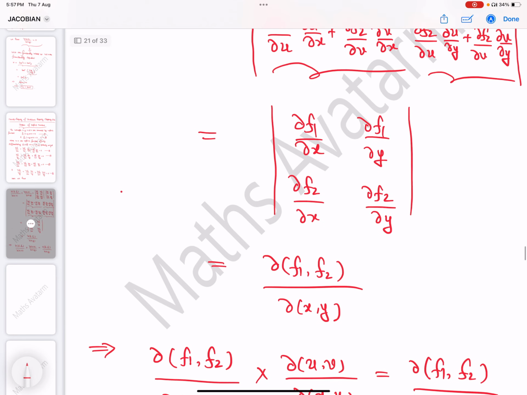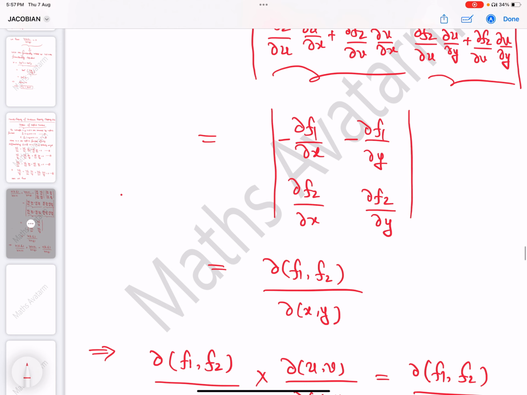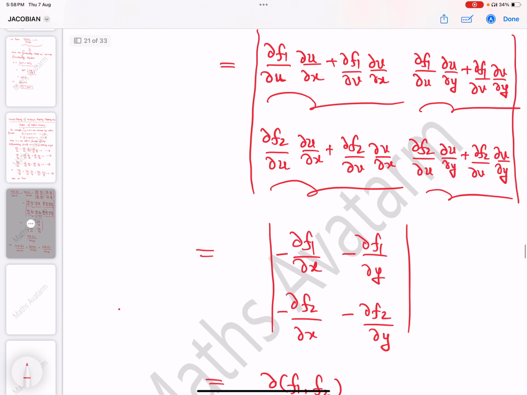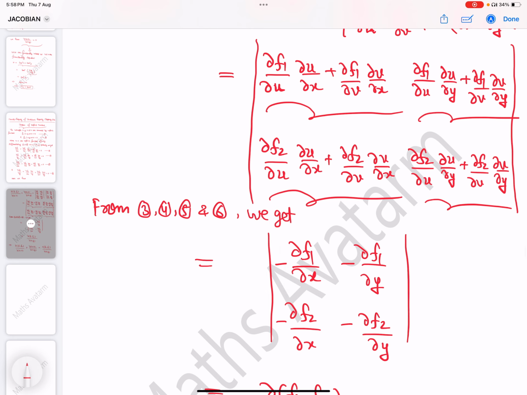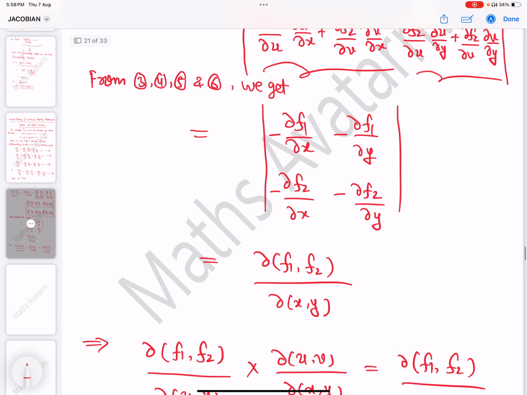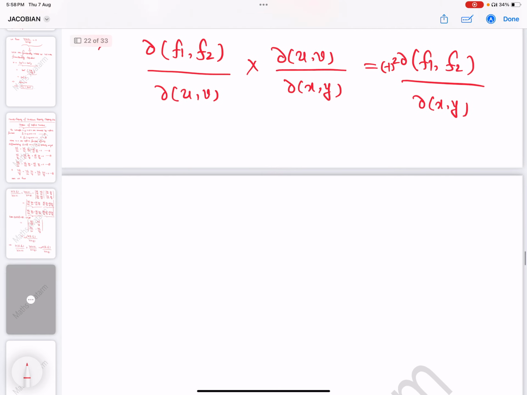But one thing is there. This is minus, this is minus here. These are values you can find from equations 3, 4, 5, and 6. From 3, 4, 5, and 6 we will get these values. Okay. So this is minus 1 to the power 2, minus 1 square.